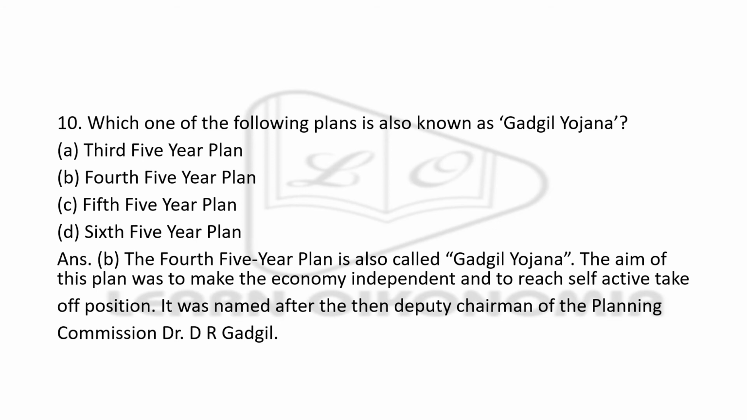Okay. Now, the next question, which of the following plans is known as the Gadgil Yojana? Very important question. You have options like the third 5-year plan, fourth 5-year plan, fifth and sixth. The right answer is the fourth. That is known as the Gadgil Yojana. The aim of this plan was to reach a self-reliant position, and it is named after the then Deputy Chairman of the Planning Commission, Gadgil.